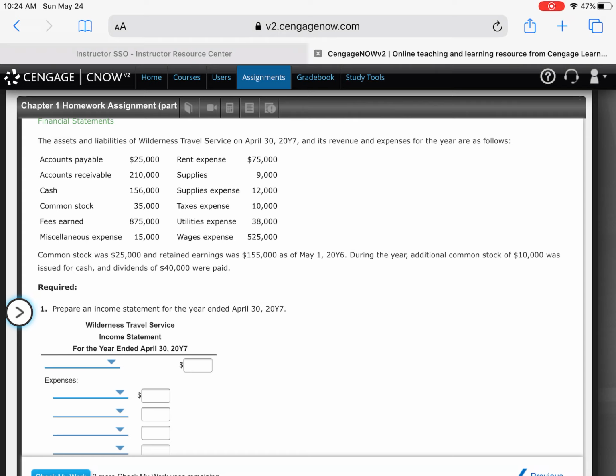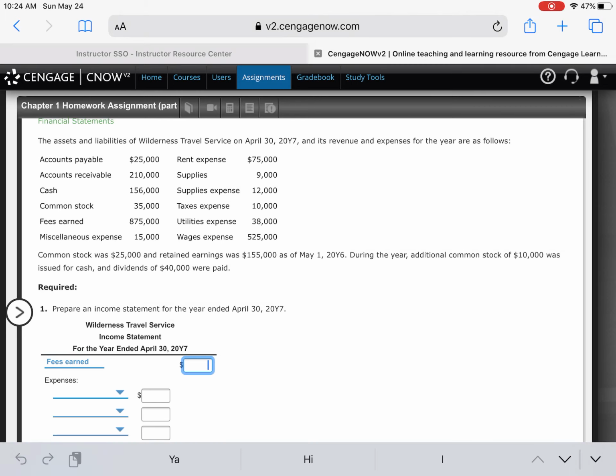Our revenues, which again represents how much we've earned for providing services to our customers, is our fees earned account. We're charging our customer a fee, but we've already earned it. We've provided the service to our customer. So in this situation, we have earned $875,000 in our revenue.